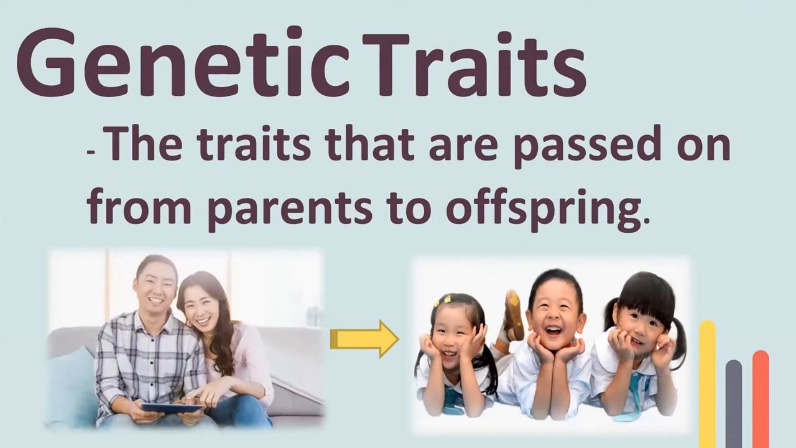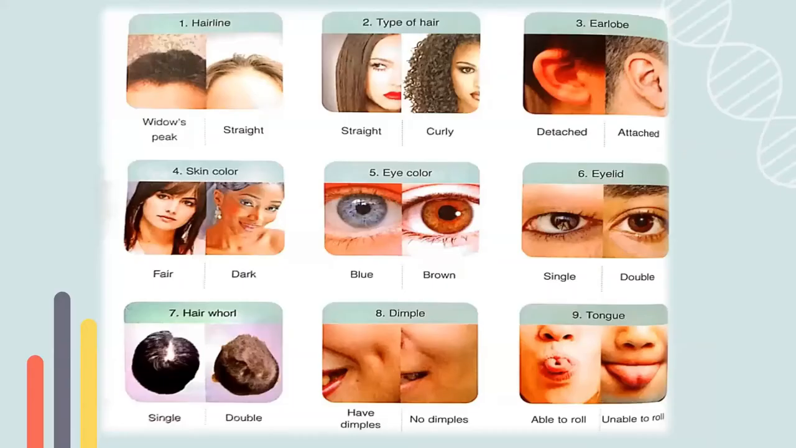Examples of genetic traits that parents can pass on to their children are these. First, the type of hairline, whether it is widow's peak, straight, or maybe low hairline or high hairline, or it can also be bell shape. Next, number two, the type of hair. Is it straight or curly? If not, maybe some are just wavy hair.